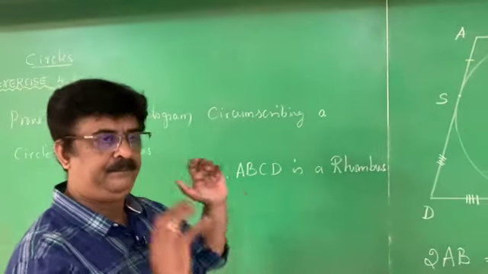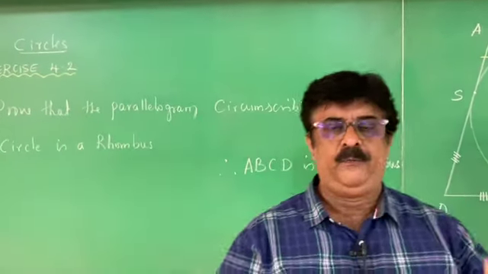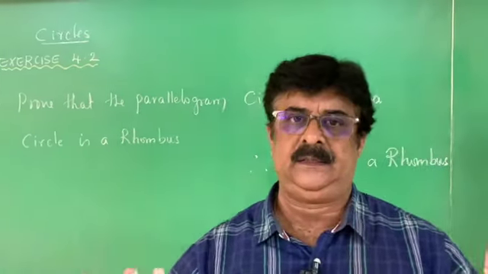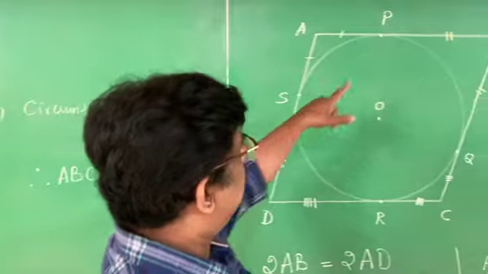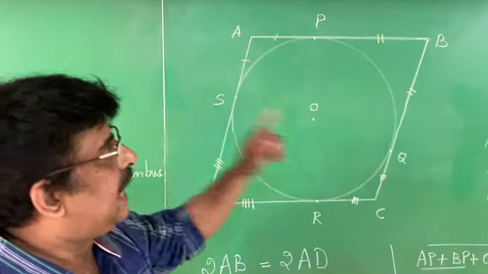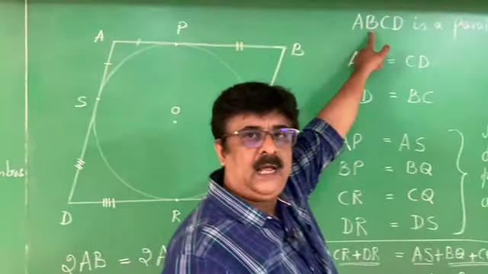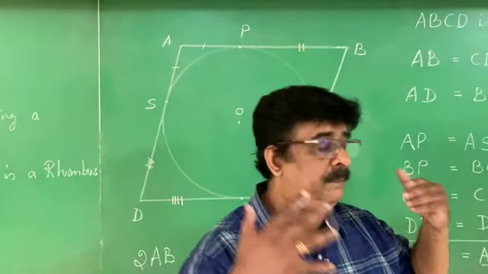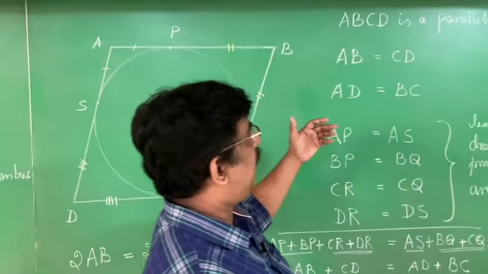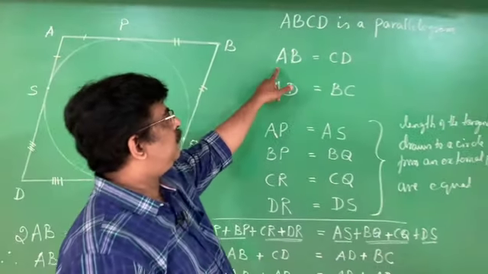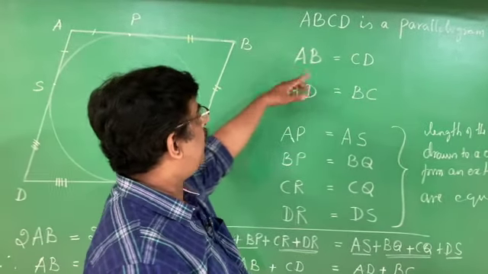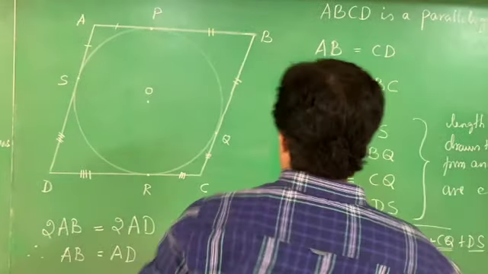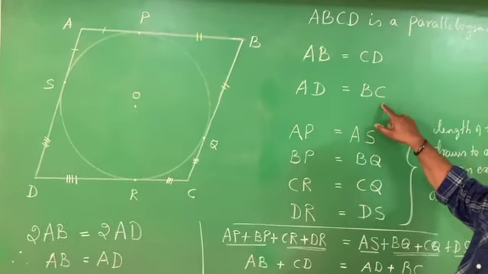See, it is a rider. What we have to prove? We have to prove that a parallelogram circumscribing a circle is a rhombus. Here there is a diagram with a parallelogram. I start the problem with a parallelogram and end the problem with a rhombus. What are the properties of a parallelogram? In a parallelogram, opposite sides are equal. AB and CD are opposite sides, they are equal. AD is equal to BC.